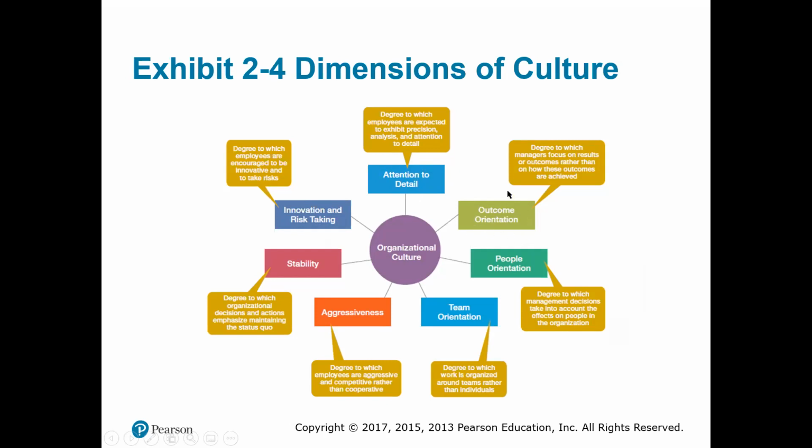Outcome orientation, companies that are very aggressive with outcome. They want numbers, they want sales. I don't know whether I can give you an example specific to outcome orientation, but they're driven by numbers. They're driven by getting something done. People orientation, I've seen a lot of organizations which look as if they're technology driven, but they're actually people driven.